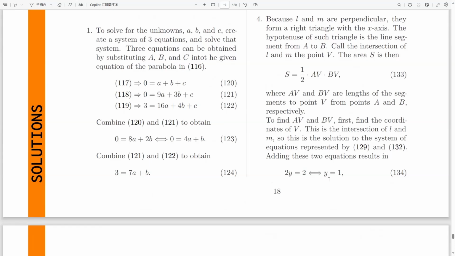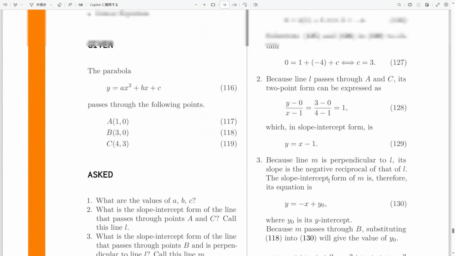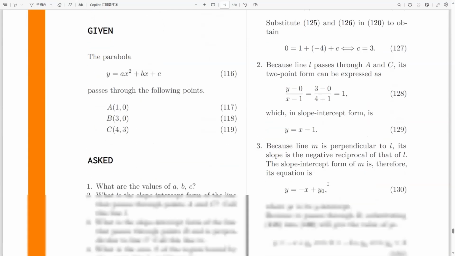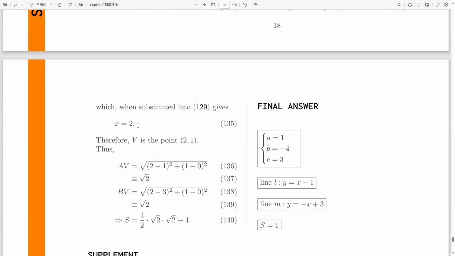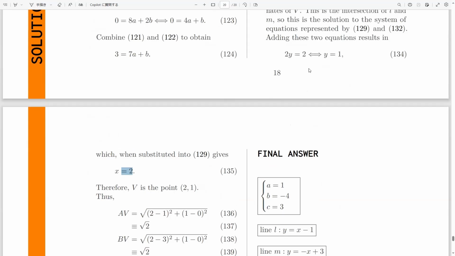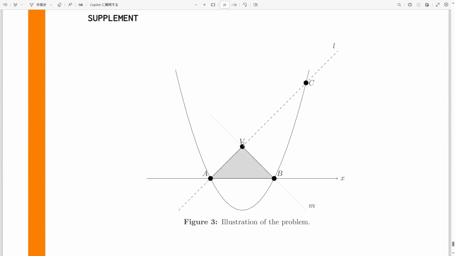So y equals 1. Now that we have y equals 1, we can just substitute that either here or here. Okay, so again, just like the usual, I'm going to use this one because the numbers are smaller. So y equals 1. And if I replace that, then I get 1 equals x minus 1. So we move this minus 1 to the other side. We get x equals 2. And that's what we have here. So now we know that the intersection is 2, 1. So we know that the point V here is actually the point 2, 1.